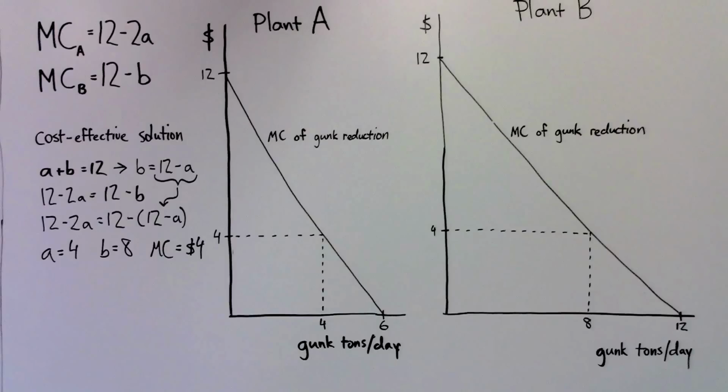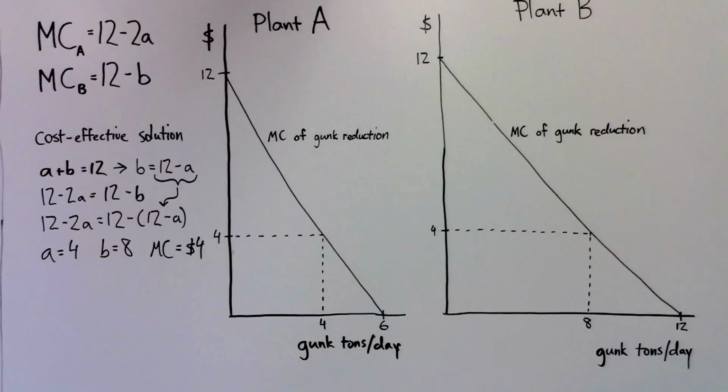It could ask the managers of each plant to calculate the marginal cost of pollution reduction, but the managers would not have any incentive to provide accurate information. In fact, both managers would want to exaggerate the cost of reducing their own pollution, so that the city would force the other plant to achieve a larger share of the total gunk reduction.